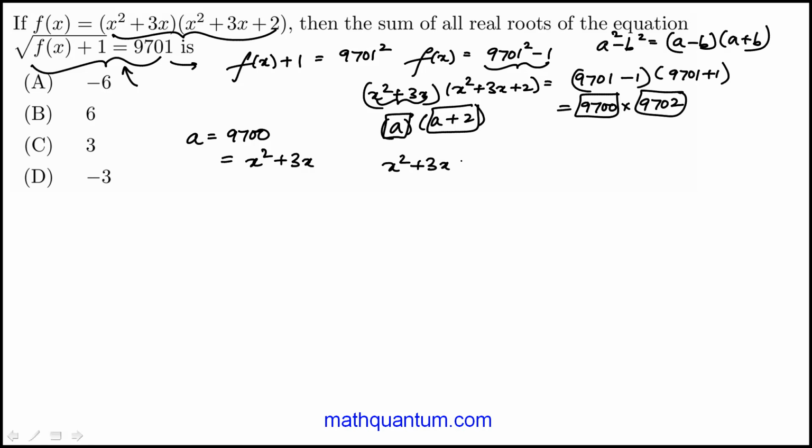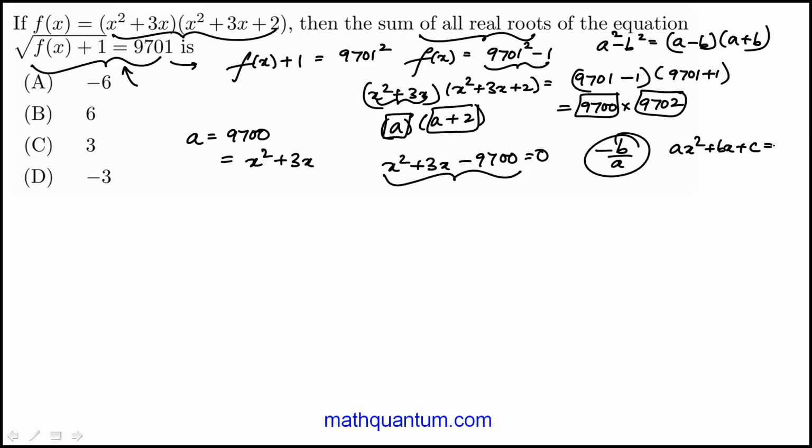Now at this point, we can find the sum of all real roots, because for this quadratic, the sum of the two roots would be minus b over a. That's the formula for the sum of the two roots for a general quadratic equation. B here is 3, and a is 1. So the answer is minus 3 and we would be done here.